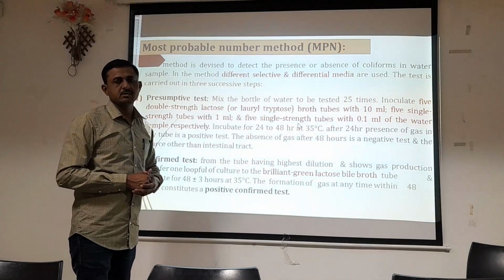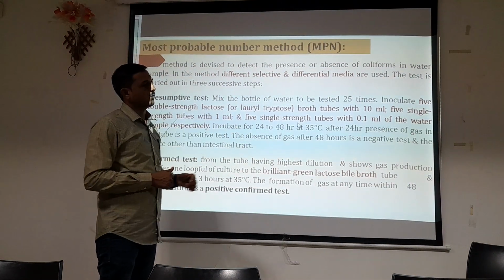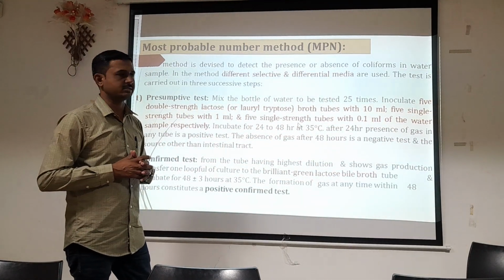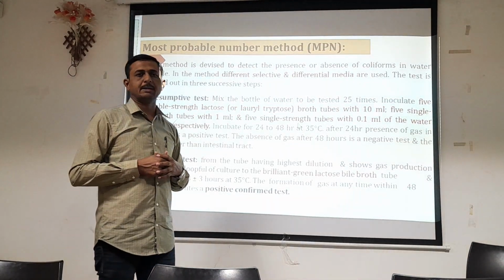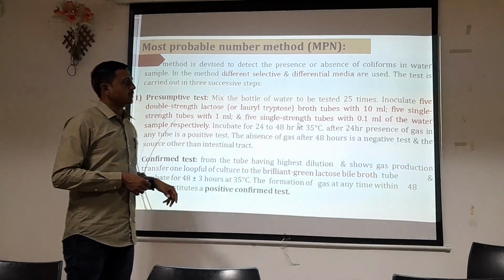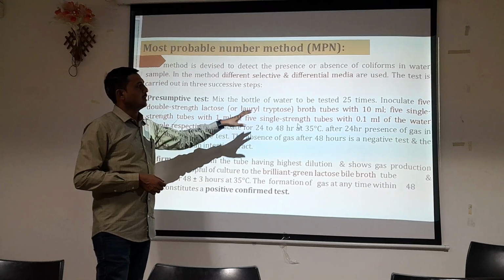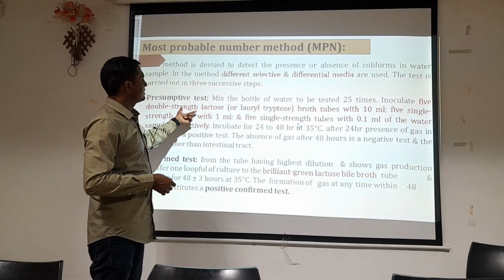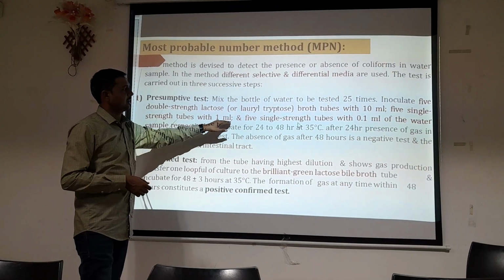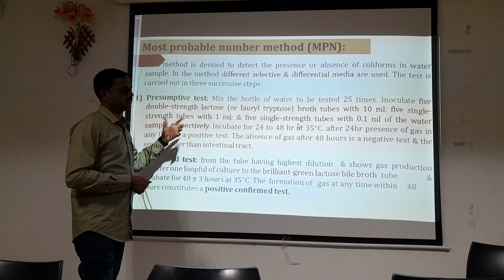When we have collected the water sample, you have to mix the bottle of water to be tested 25 times, that is, mix it properly so that a representative sample of that water is inoculated. Inoculate 5 tubes of double strength lactose broth or lauryl tryptose broth with 10 ml, 5 single strength tubes with 1 ml, and 5 single strength tubes with 0.1 ml of water sample respectively.